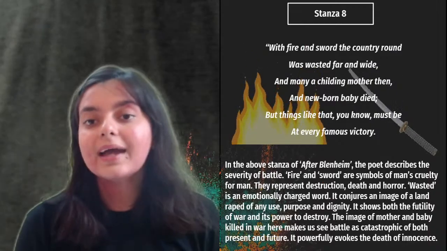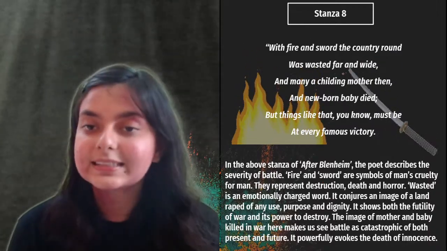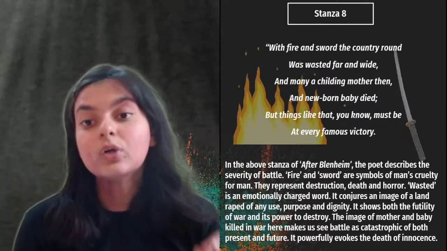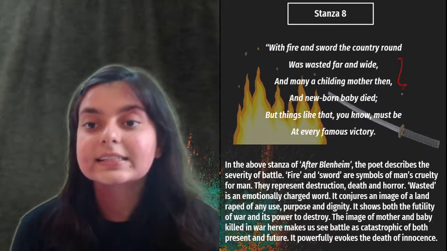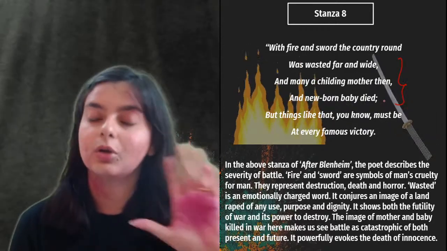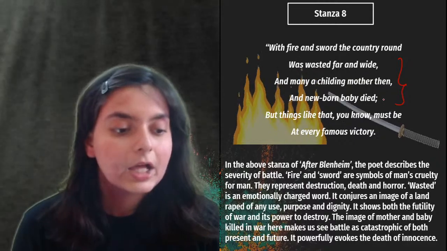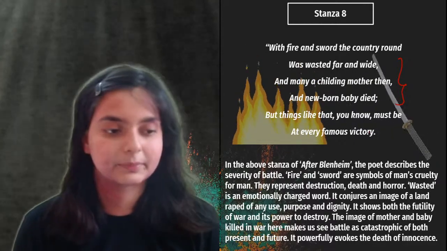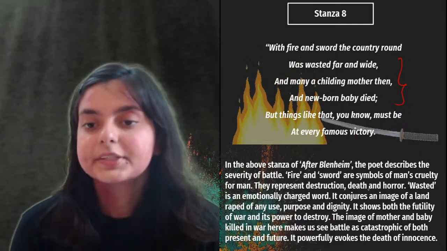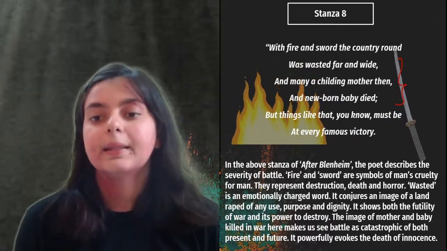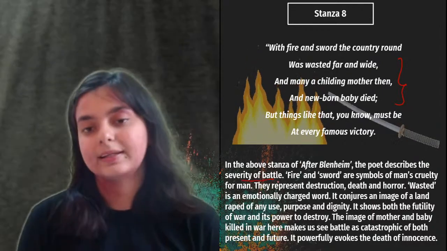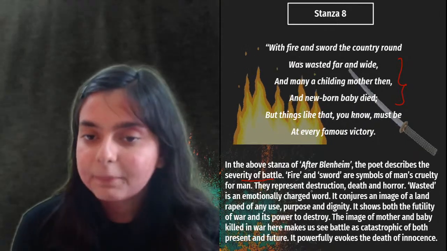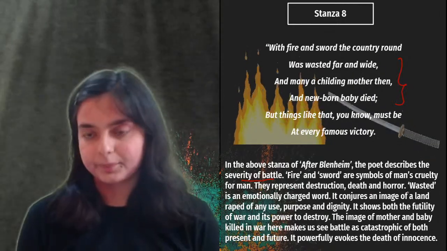Right. So with fire and sword, the country round was wasted far and wide, and many a childing mother then, and newborn baby died. So this is the collateral damage that Sanju was talking about, right? It's not just that so many people lose their lives. So, yes, the poet describes the severity of battle. Fire and sword are the symbols of man's cruelty, right? They represent destruction, death, and horror.